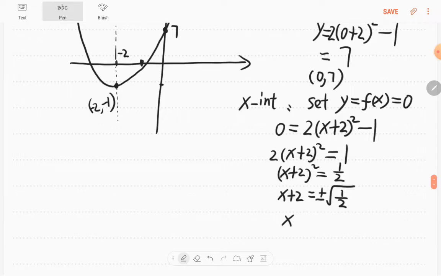Then you have x equals -2 plus or minus square root of 1/2. So in other words, this number is -2 plus square root of 1/2. And this number is -2 minus square root of 1/2. So these are the x-intercepts. You have two x-intercepts.